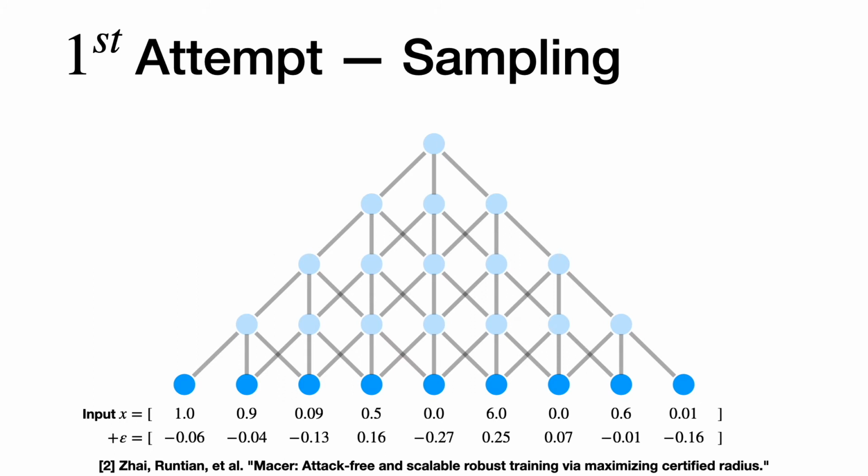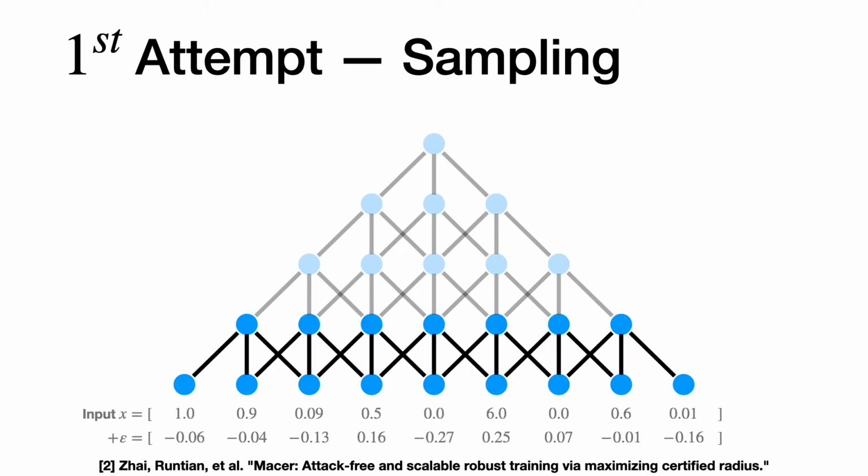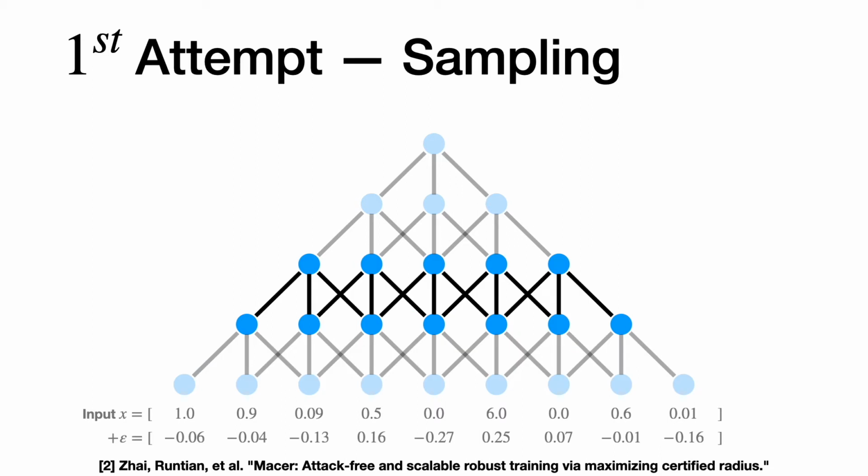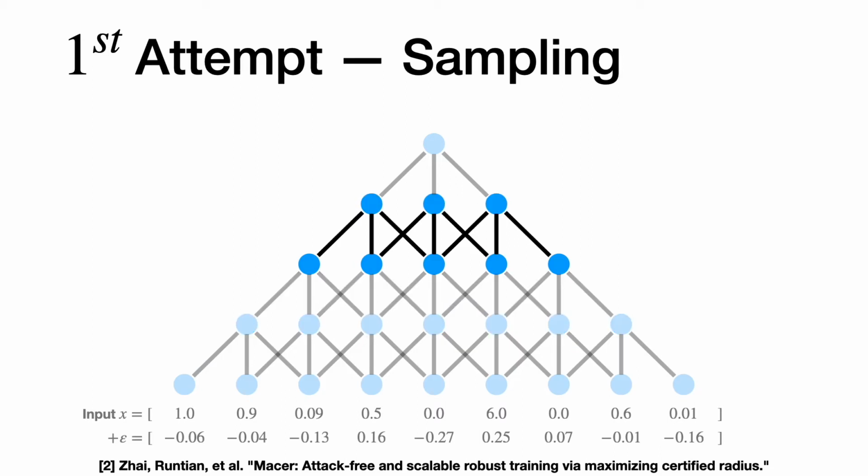As the smoothed classifier will need to smooth over some neighborhood, one approach can proceed as follows. We can sample some perturbed samples around the input x to see what the output of the network will be. We first sample an epsilon and add it to the input x. We pass it through the network. By doing so, we can obtain the output of the network u theta of x.